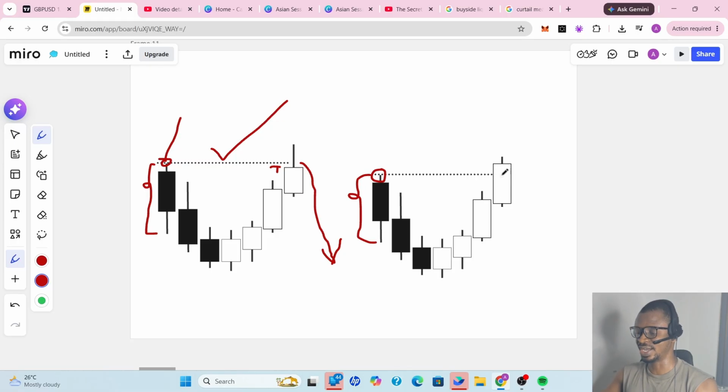It does not close back. So it closes above with the body. And this is not the type of liquidity sweep that we want to risk our hard-earned money on. Because in this scenario, this is already considered a break of structure.